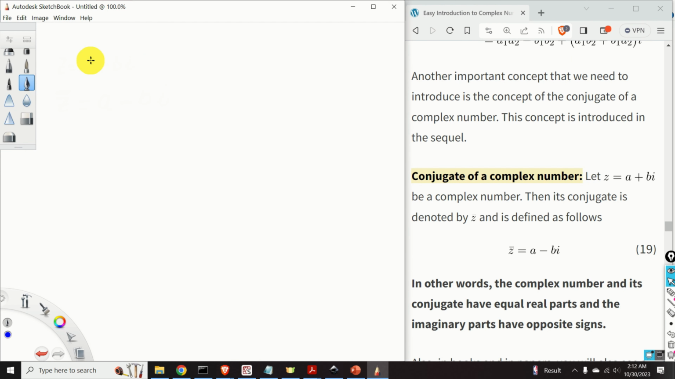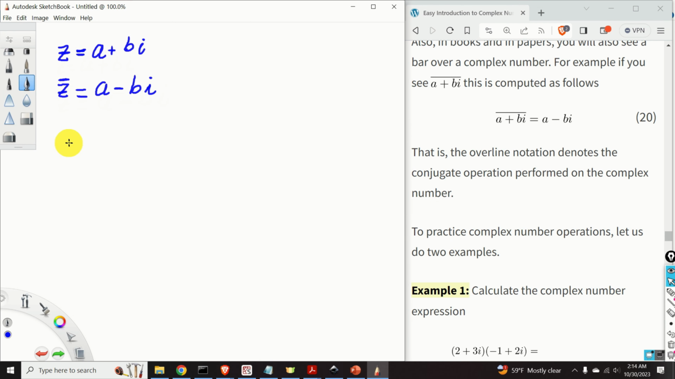Another important concept that we need to introduce is the concept of the conjugate of a complex number. Let z be a complex number defined like this: z is equal to a plus bi. Then its conjugate is denoted by z bar or z overline and is defined like this: z bar is equal to a minus bi. In words, the complex number and its conjugate have equal real parts and the imaginary parts have opposite signs.